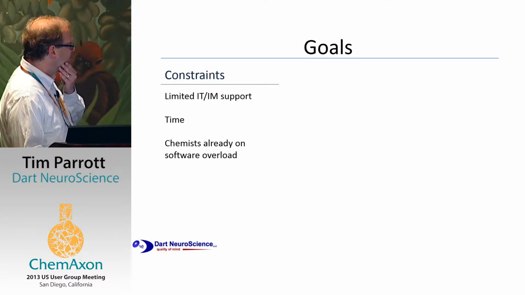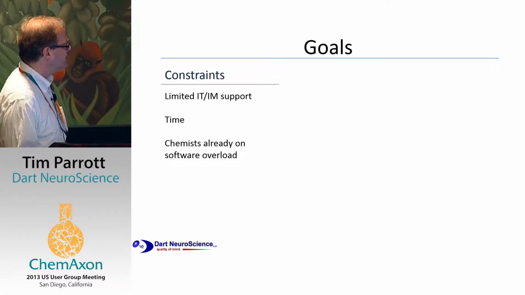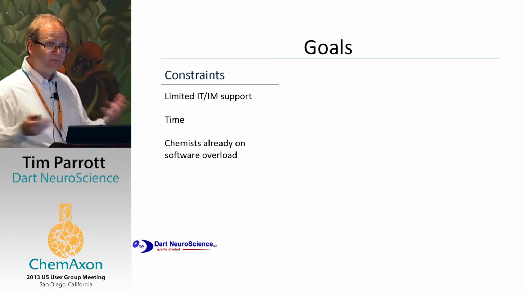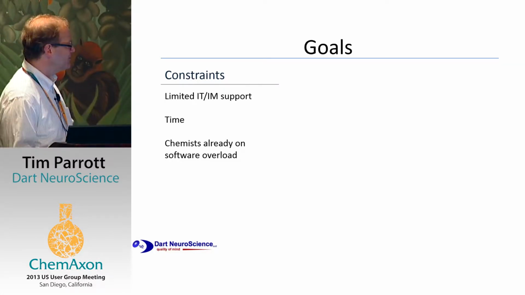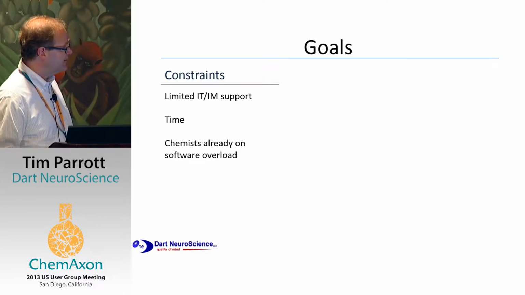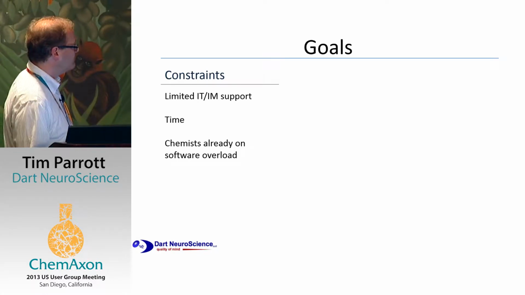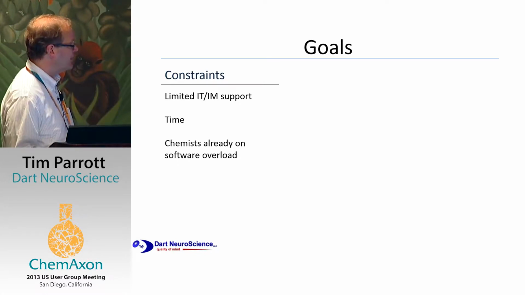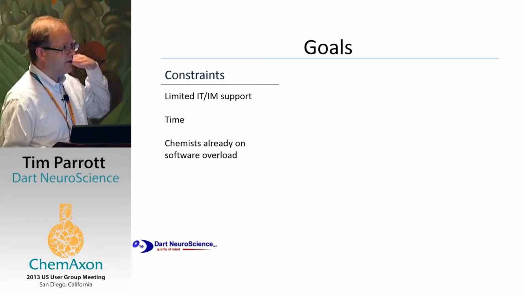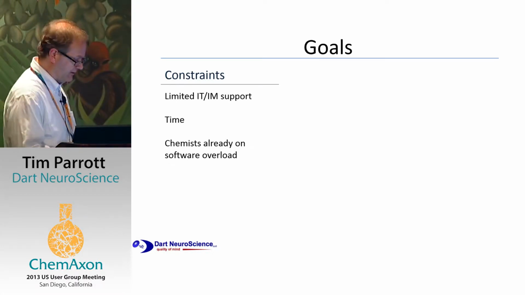There were some constraints. We are a fairly small IM group, and we are a rapidly growing company with a lot of groups with unmet needs. So we wanted to get something out quickly because the users didn't have anything, and we wanted to put something out that wouldn't require a lot of training, because the chemists were already up to here with new software, and so they needed things that they could understand and go with.